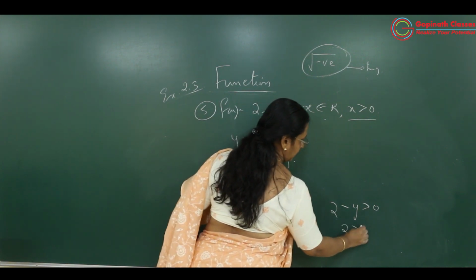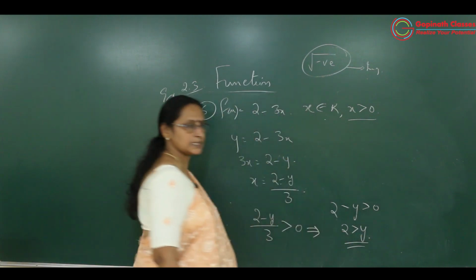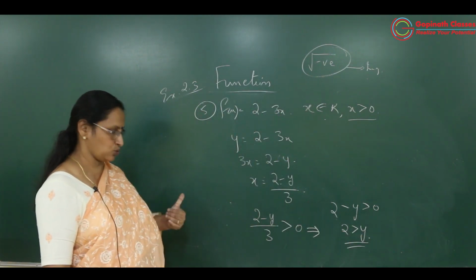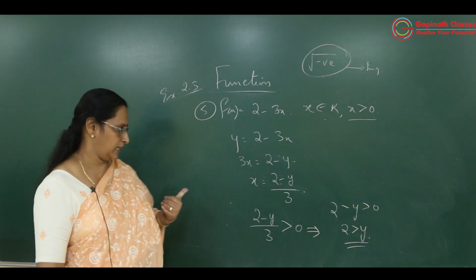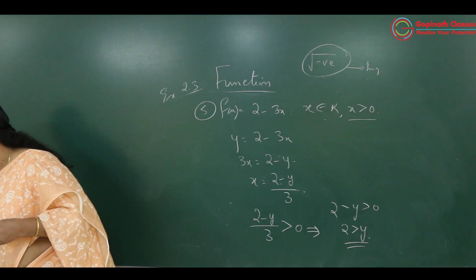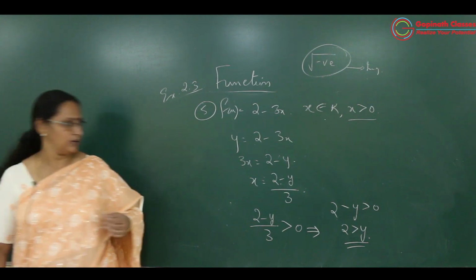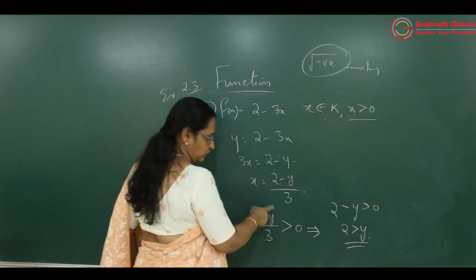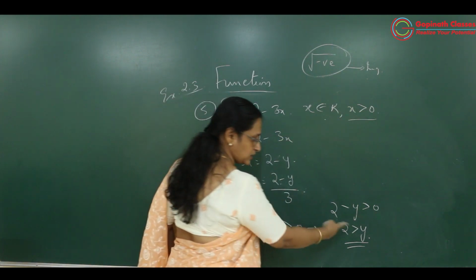2 greater than y, so y has to be less than 2. Less than 2. 2 is not included, because it is not greater than or equal to, so it's not included. So 2 will not be included. If here it were x greater than or equal to, we could have put equal to also. So 2 is not included.